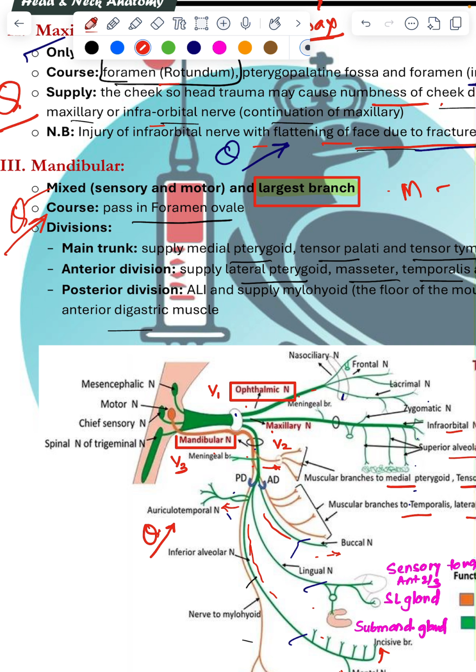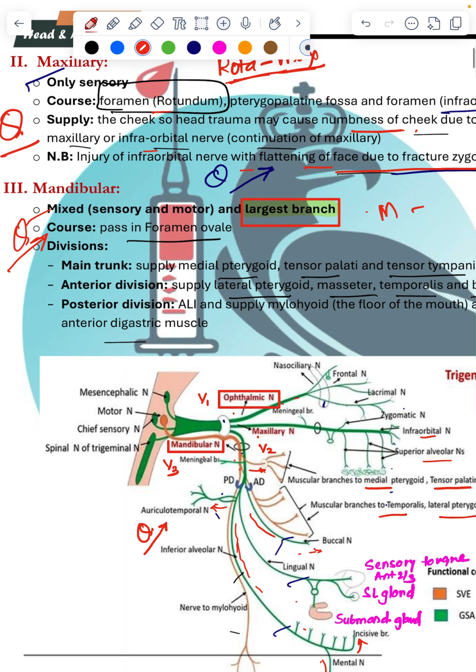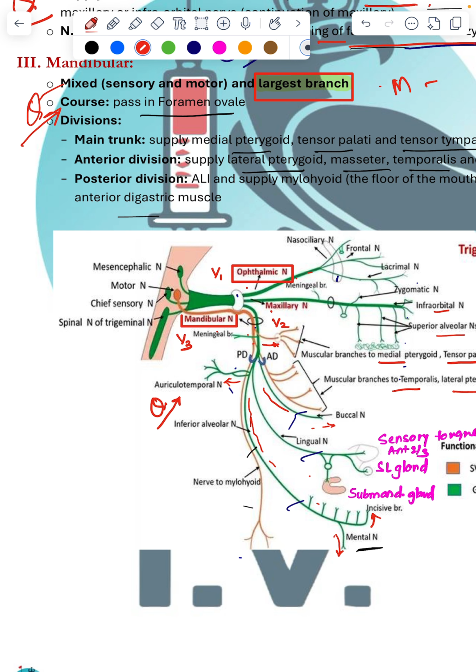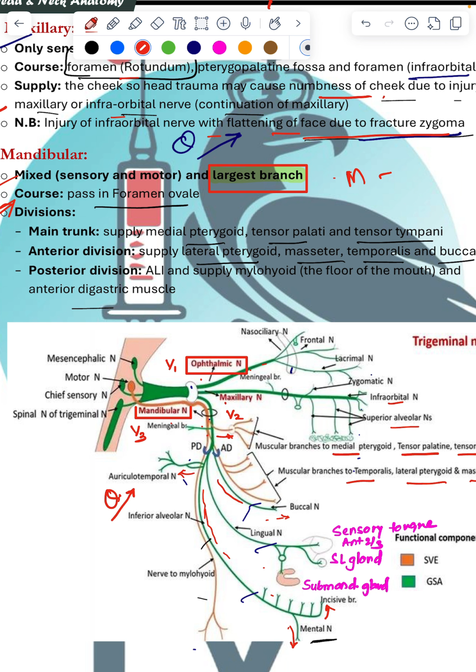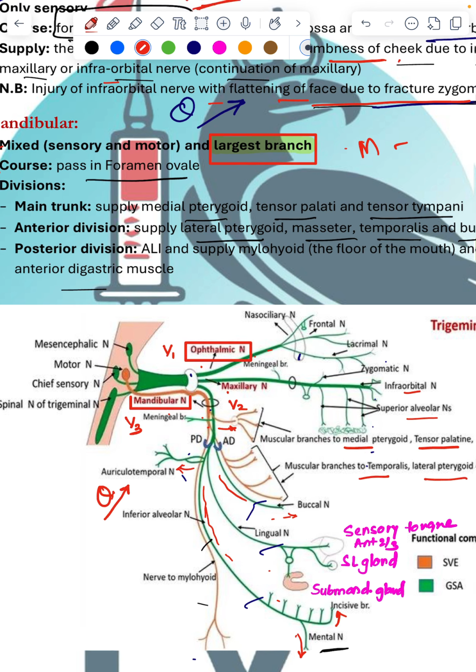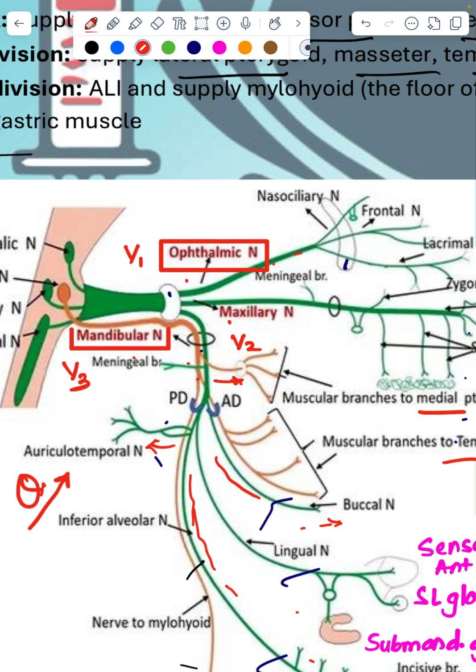Now this is an important division which has got motor as well as sensory. So it is the largest branch. It's traveling a lot. The course is long, and the main trunk supplies both motor and sensory. If you see, the brown color is motor and the green color is sensory. This is the anterior division, this is the posterior division.